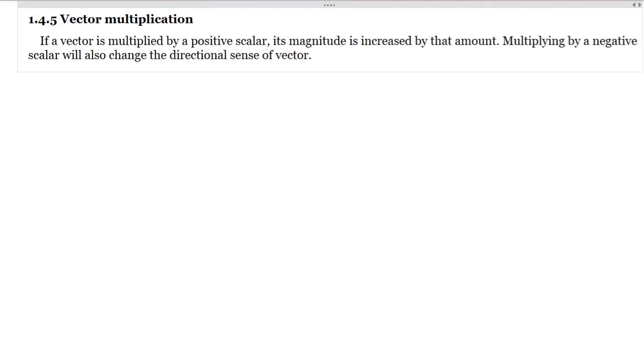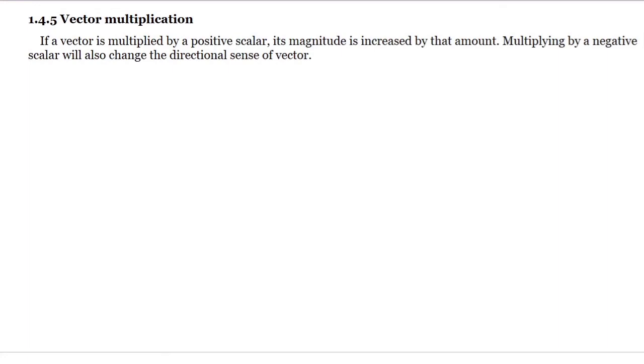And for vector multiplication, if a vector is multiplied by a positive scalar, its magnitude is increased by that amount. Multiplying by a negative scalar will also change the directional sense of the vector. So let's say we have here the vector A, and if we multiply that by 2, we will have the vector 2A. That is the same vector with double the magnitude of A, in the same direction.